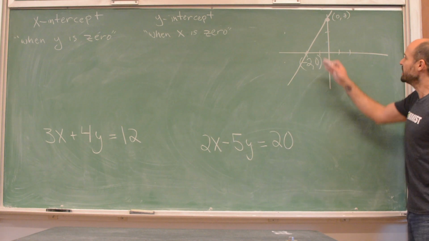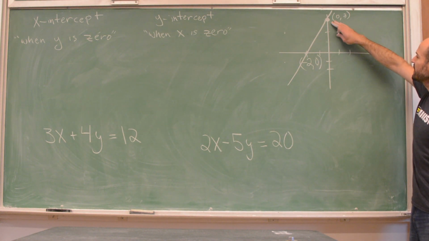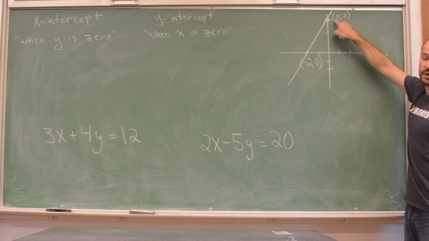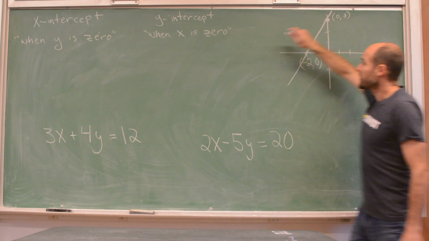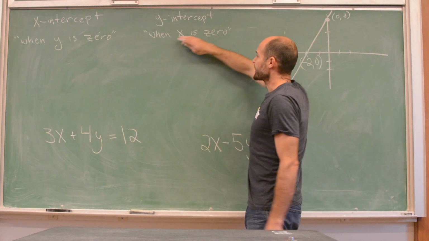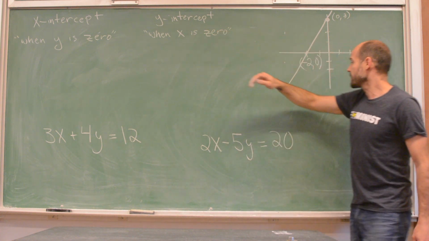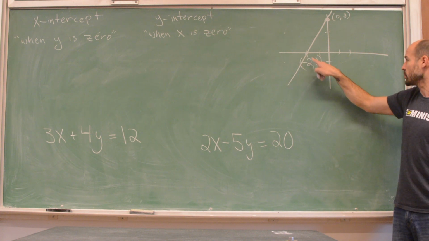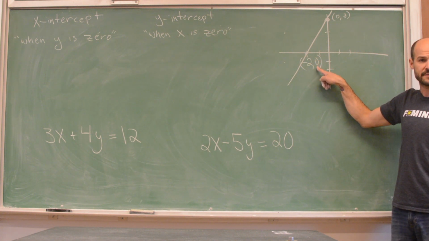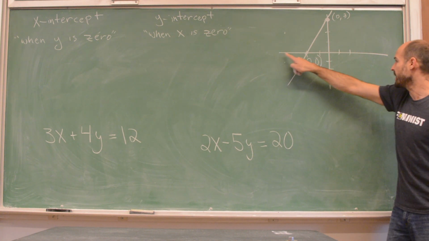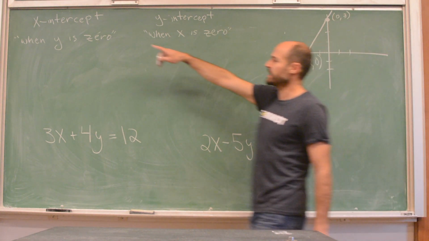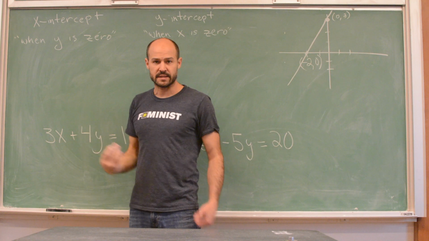Notice here, the y-intercept of this line always will have an x-coordinate of 0. The y-intercept is when x is 0. The x-intercept, where the line crosses the x-axis, will always have a y-coordinate of 0. Every point on the x-axis has a y-coordinate of 0. So your x-intercept is when y is 0.